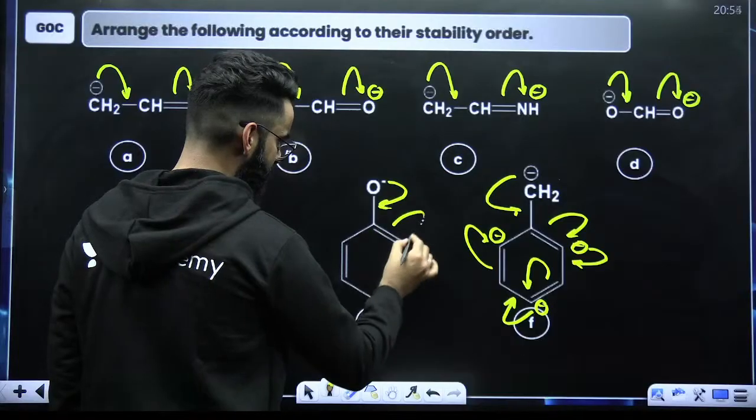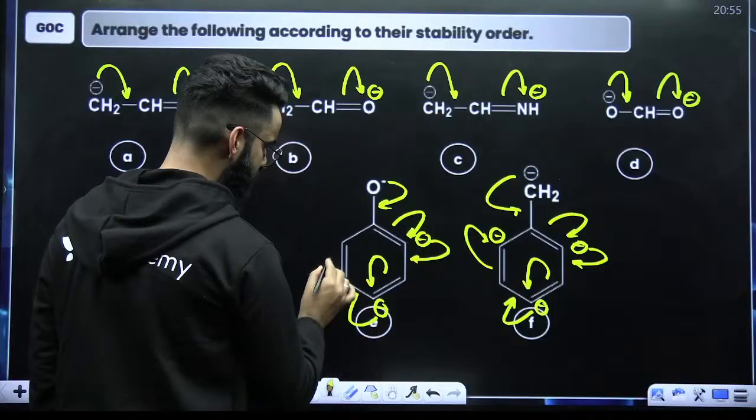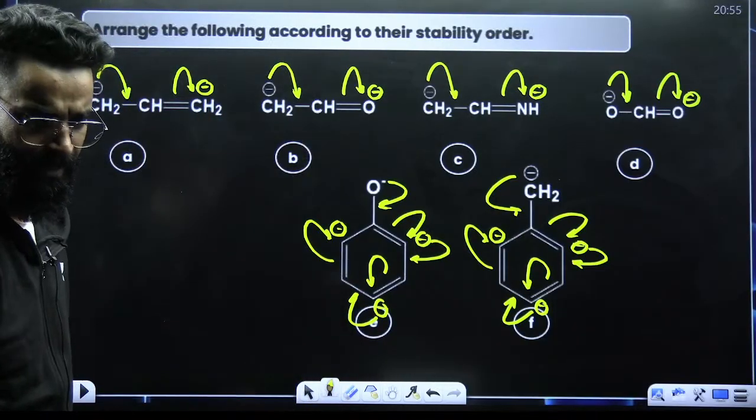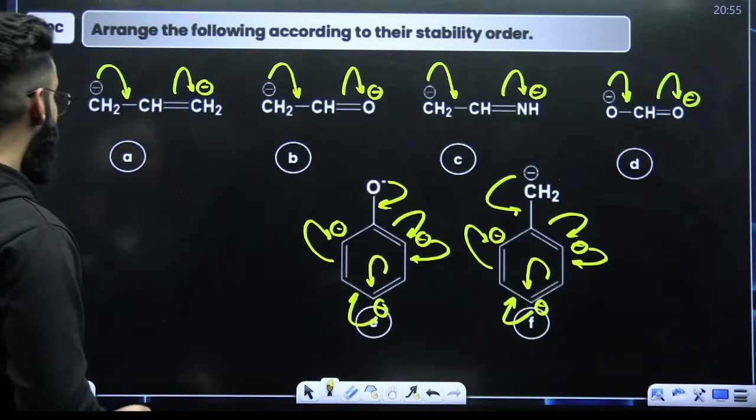These are all the possible cases which I'm showing you. This negative can come here, this pi bond breaks in this direction. Negative here, pi bond breaks here. Negative in this direction, pi bond breaks here. Perfect. So what can you conclude from all of these?